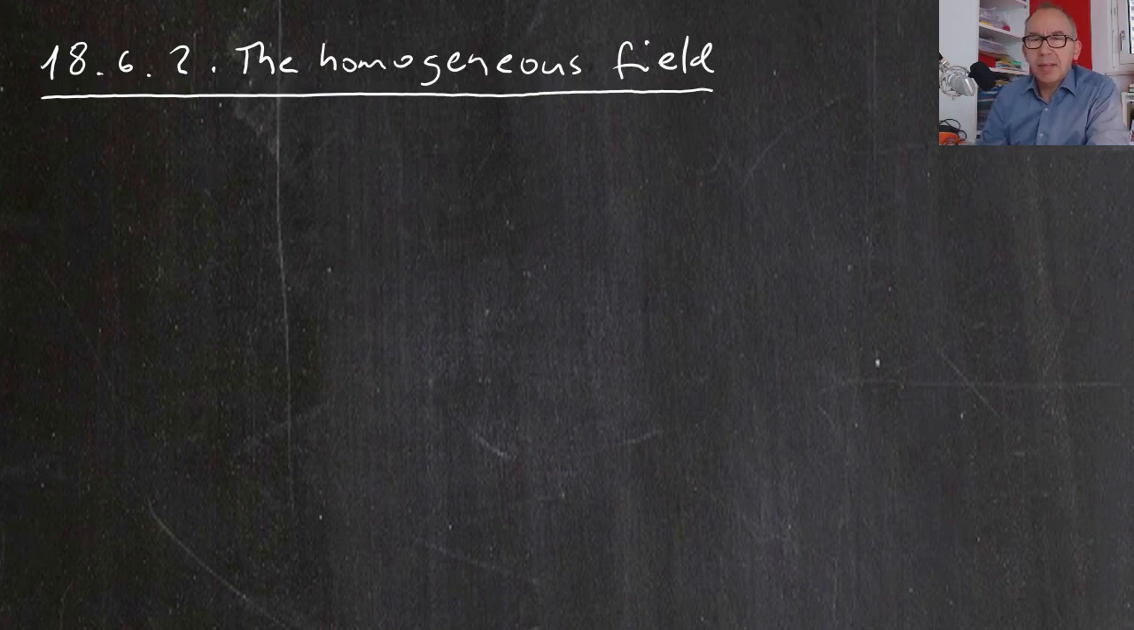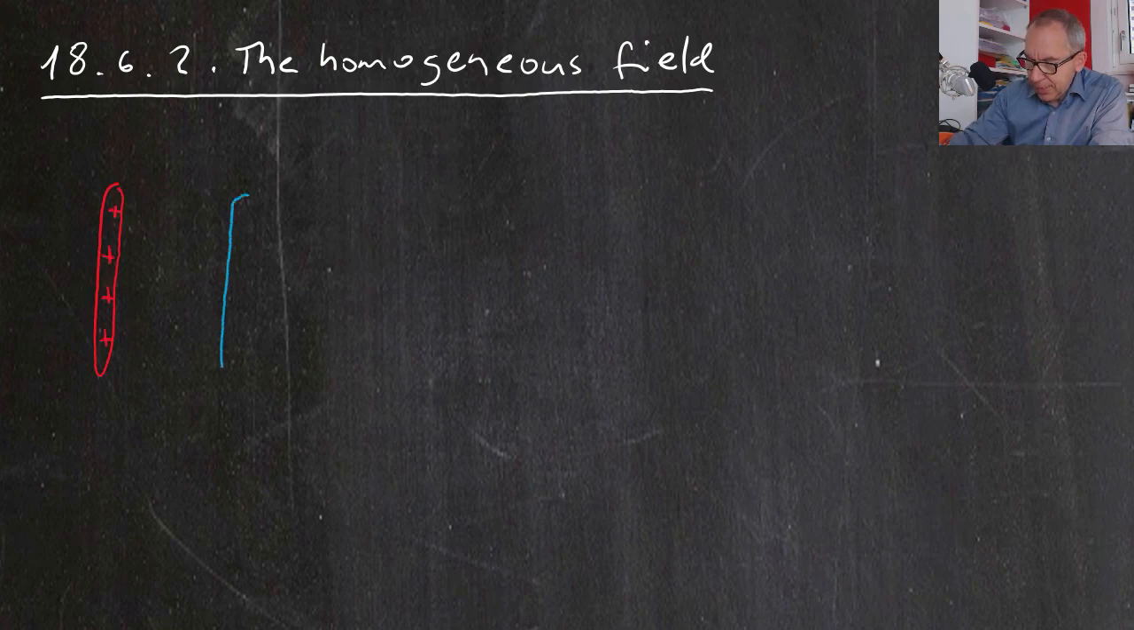The title, of course, reads a little bit different. It's about the homogeneous field. The homogeneous field is a very simple type of electric field, and we want to see how to produce it. The easiest way is if you take two metal plates and you charge them positive and negative. So here a positive plate and a negative plate.